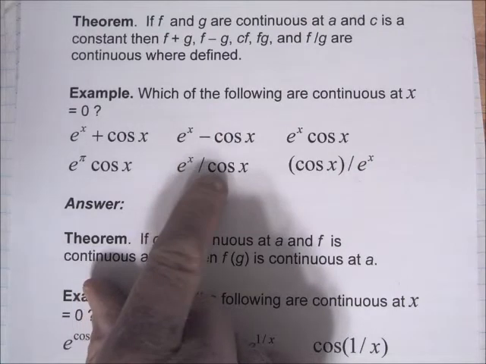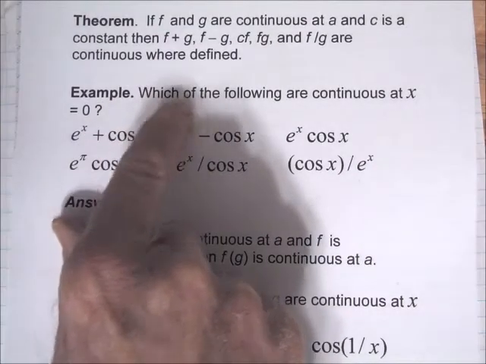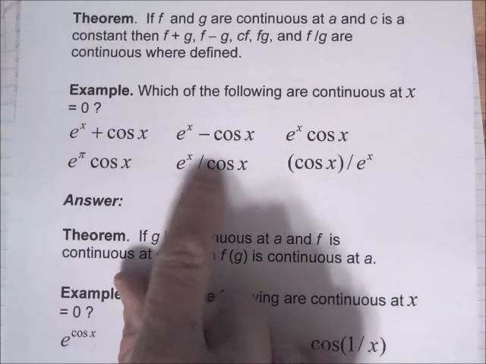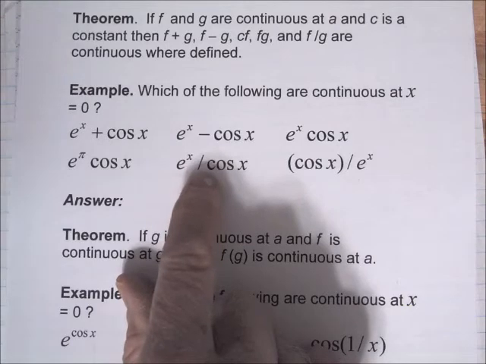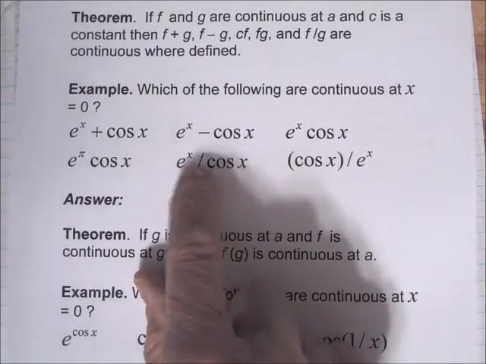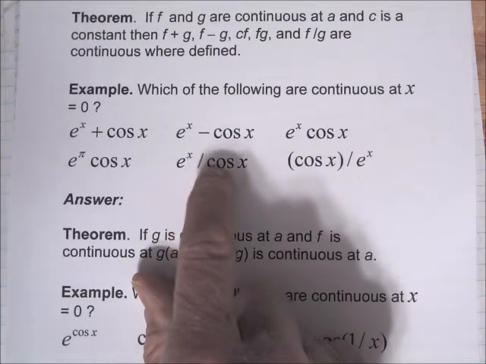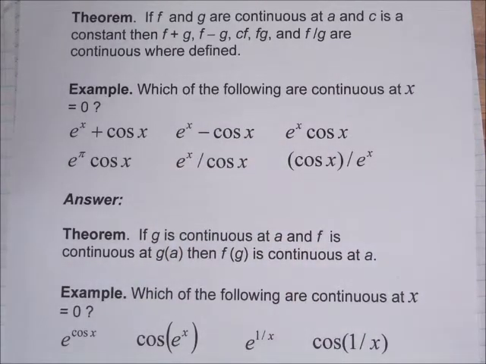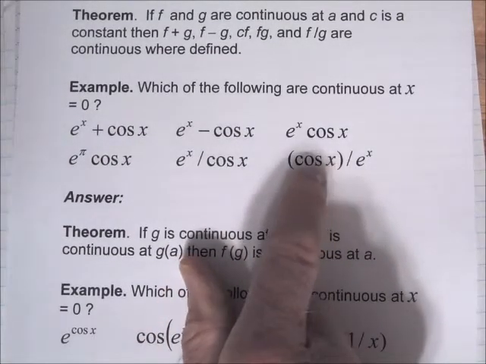E to the x divided by cosine of x. So the question is whether it's continuous at 0. There are some places where this ratio is undefined, but cosine of 0 is 1, so there's no problem with that being undefined here, as long as we're evaluating it at 0. So it's going to be continuous at 0, and also cosine x divided by e to the x is continuous.